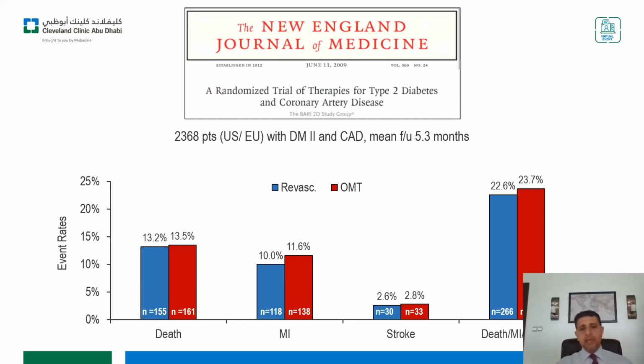Data from the BARI 2D study shown here shows that even in a population of diabetic patients with stable coronary artery disease, again there was no difference in hard endpoints of death or myocardial infarction with routine upfront revascularization. And similar data, which will not be shown due to time constraints, from the ISCHEMIA-CKD study shows that even in that population, no difference was seen with routine revascularization.